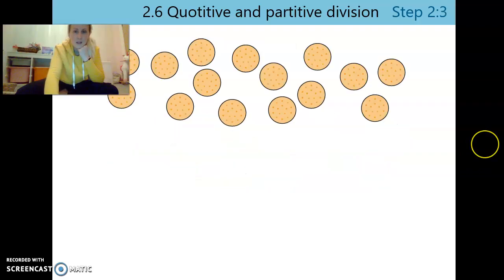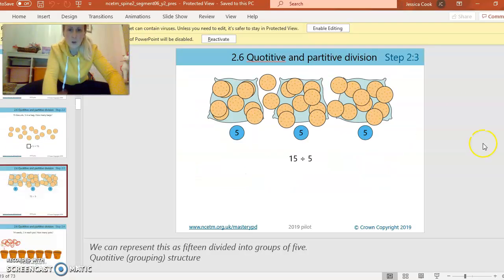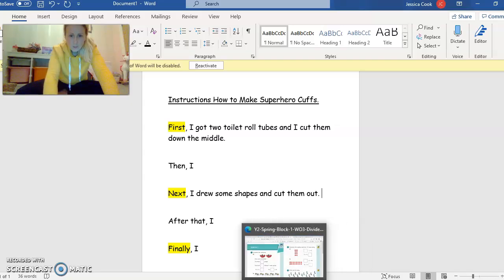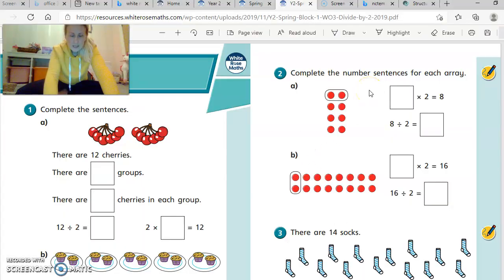Okay, let us have a look now at the worksheet that we are doing. It's not that one. That was our English one. It is this one. There are 12 cherries. So can you see that picture there? There are 12 cherries. Let's just count and check. 1, 2, 3, 4, 5, 6, 7, 8, 9, 10, 11, 12.